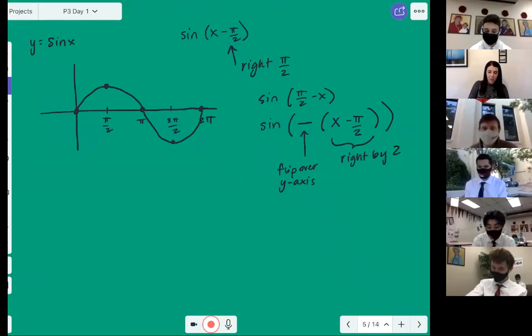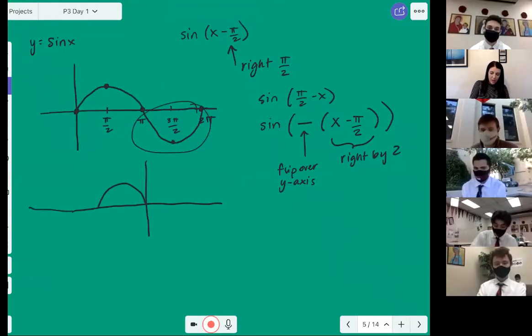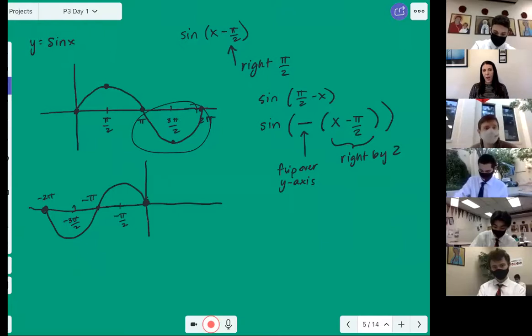So if I took that and I flipped it over the y-axis, then I have this hump right over here. So it goes like this. And then this hump is even farther over this way. And it's all those negative values, right? So that would be what that graph would look like with just the flip. So again, this would be like negative pi over 2, negative pi, negative 3 pi over 2, and negative 2 pi. Okay, so that's the flip over the y-axis.